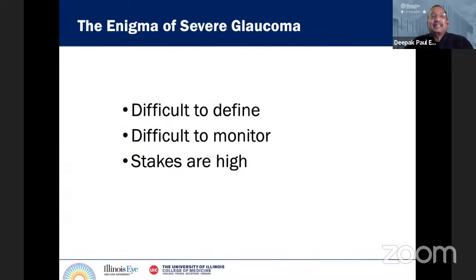So this type of glaucoma, or severe glaucoma, is somewhat of an enigma to many physicians and those who take care. It's difficult to define, it's difficult to monitor, and of course, the stakes are high in this type of glaucoma.